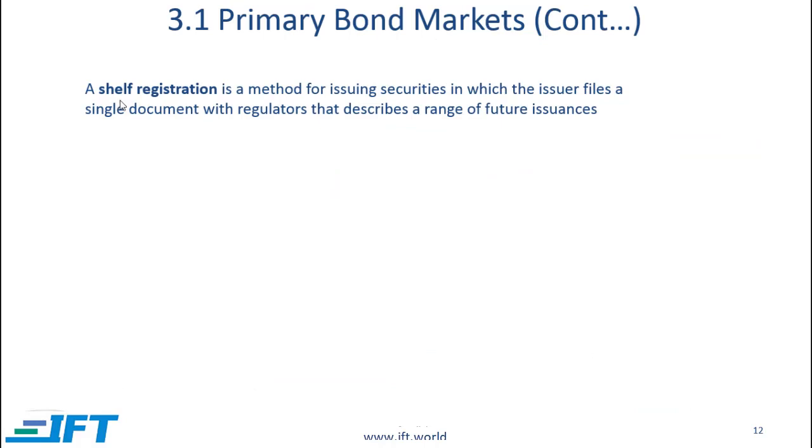Another method used is called shelf registration. A shelf registration is a method for issuing securities in which the issuer files a single document with regulators that describes a range of future issuances. So the big benefit of this approach is that it reduces issuance cost. In the earlier two methods that we just talked about, best effort as well as underwritten offering, there is a substantial fee that needs to be paid every time the transaction happens. But with shelf registration, this in a sense is a continuous process where the issuer can keep raising money and the cost is only paid once.